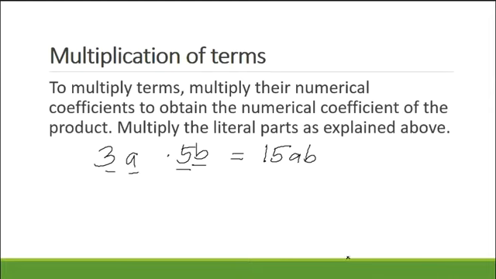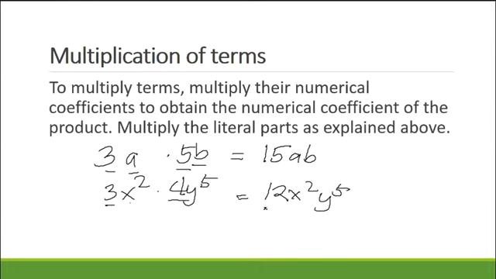Okay. Another example, 3x squared times 4y raised to 5. So, nangyayari dyan, hindi sila like terms, but by multiplication, pwede nating makombine terms. So, multiply the numerical coefficients. 3 times 4 is 12. Then x squared, copy y raised to 5.